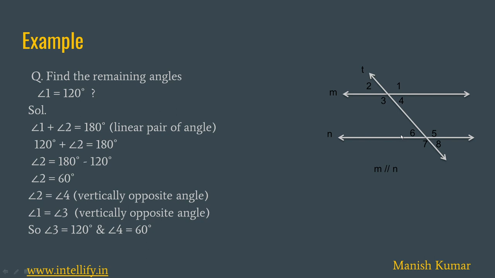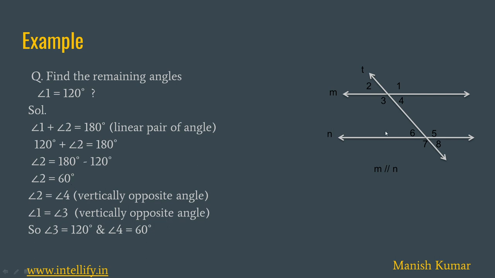Now the example. In this figure, I have to find the rest of the angles, and what is given is that angle 1 equals 120 degrees, and here M is parallel to N. So the first concept: the sum of angle 1 and angle 2 equals 180 degrees by the property of linear pair of angles. By putting the measure of angle 1, 120 degrees, we get angle 2 equal to 60 degrees.